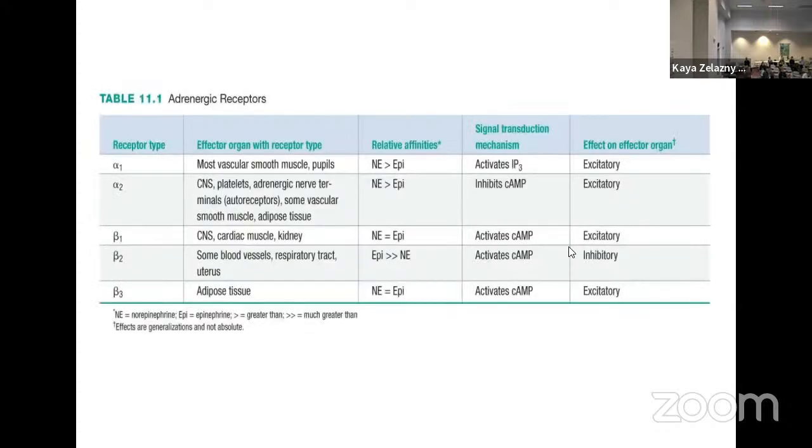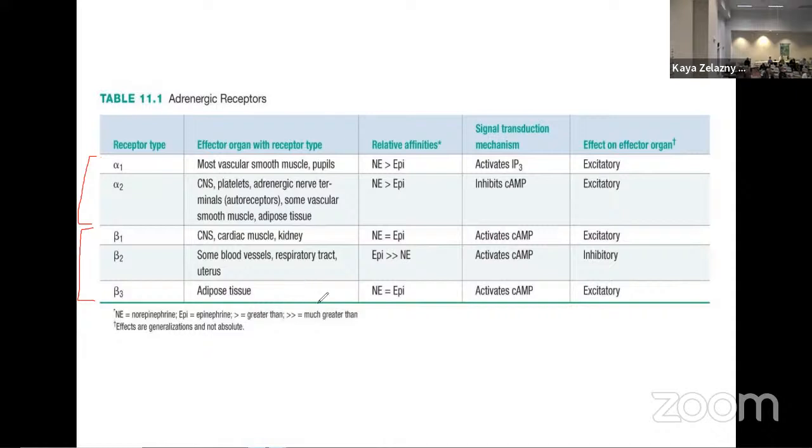So this is a table from your book. I think you have it in one place in your slides, but it's table 11.1 in your textbook. I do recommend spending some time with it, right? This would be a good table to practice filling in yourself or to make some flashcards from. And so what I'm going to highlight for us first are differences between alpha and beta receptors. So alpha are these 2 up top. Beta are these 3 down here.